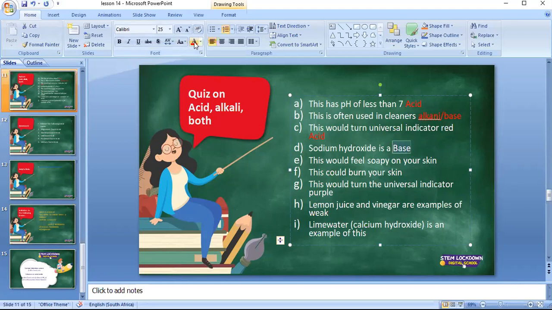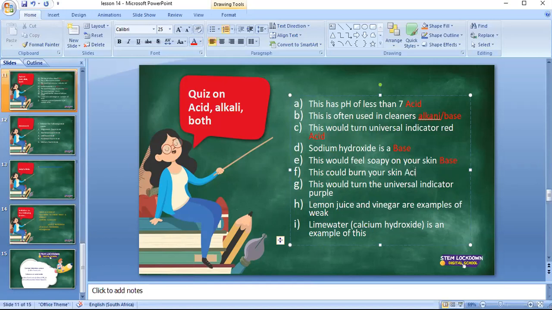Okay. Then this would feel soapy on your hand or skin. But what is it? Is it an acid or a base? It's a base. So even Handy Andy is a base, it is ammonia, it is slippery. The soap that we bath with is slippery. Most of the cleaning agents which are bases are actually slippery when you touch them. This could burn your skin.